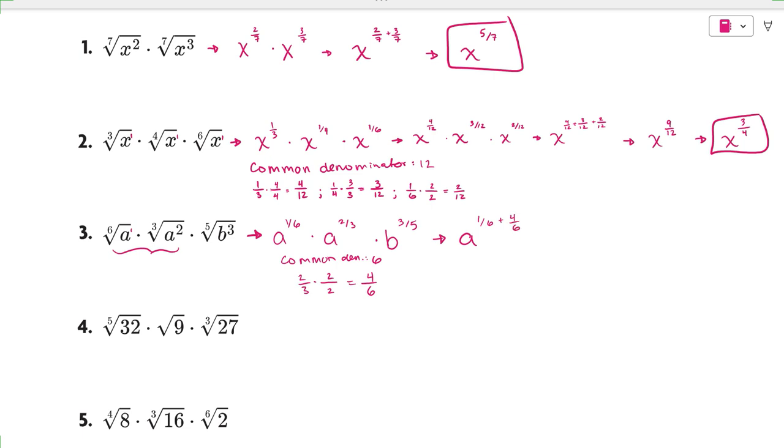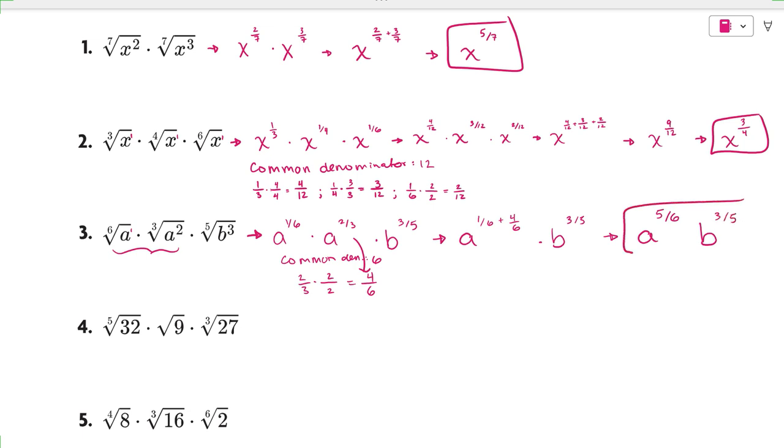I'm going to skip the middle step of rewriting that, since we can see that's where that's coming from, times b to the 3/5. So that becomes a to the 5/6, and I can't reduce that anymore, so I'm going to leave it as a to the 5/6 times b to the 3/5.